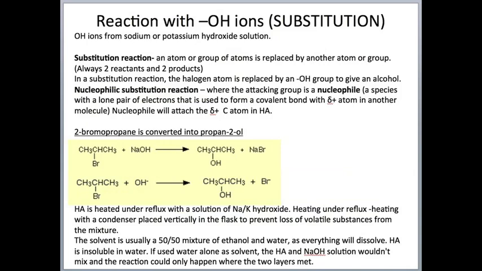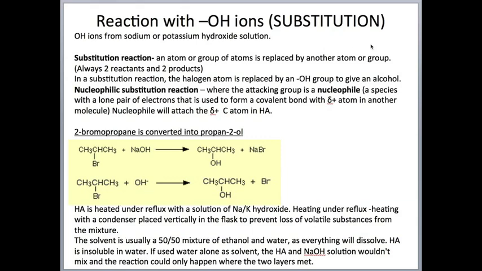So let's look at the reactions between halogenoalkanes and hydroxide ions, and the hydroxide ions can either come from sodium or potassium hydroxide, and we will cover both substitution and elimination reactions. There are two different sorts of reactions that you can get, but this depends on the conditions used and the type of halogenoalkane. Primary, secondary, and tertiary halogenoalkanes behave differently in this respect. So let's first consider the substitution reaction.